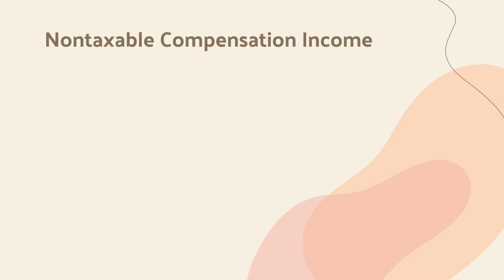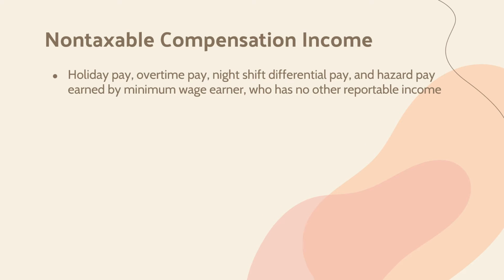Non-taxable compensation income. This refers to the earnings that are compensation in nature but which the law specifically excludes as part of the gross income for taxation purposes. Specifically, these non-taxable compensation incomes are: first, we have holiday pay, overtime pay, night shift differential pay, and hazard pay earned by minimum wage earners who have no other reportable income.